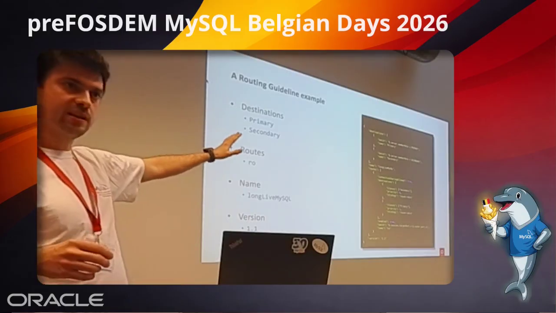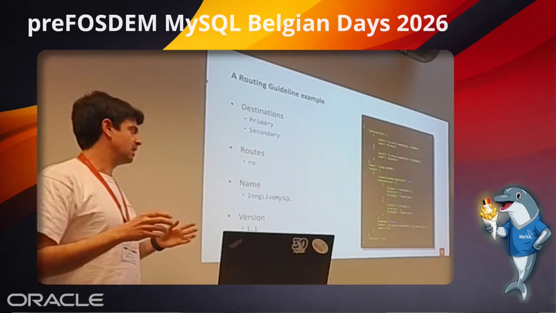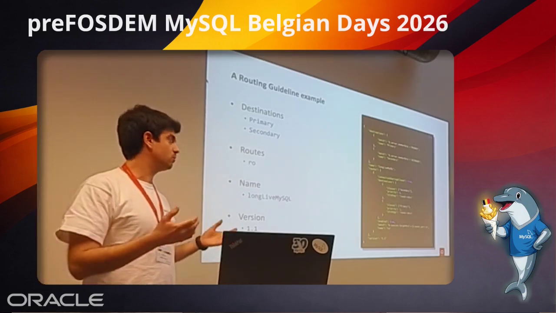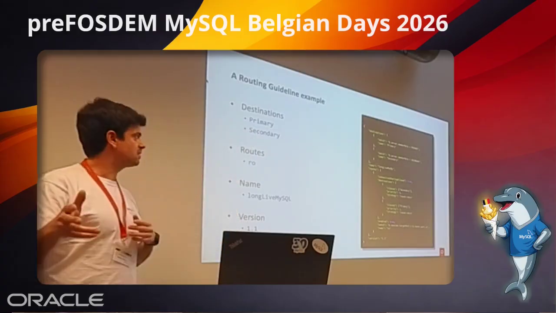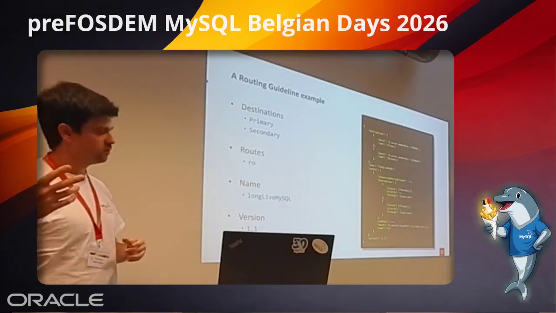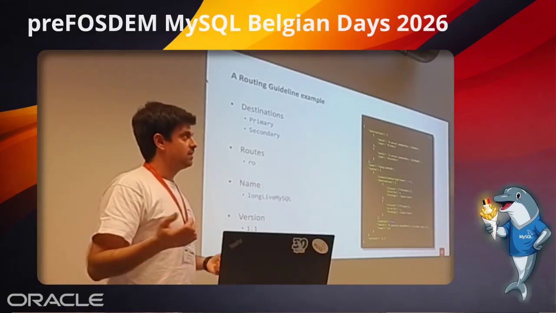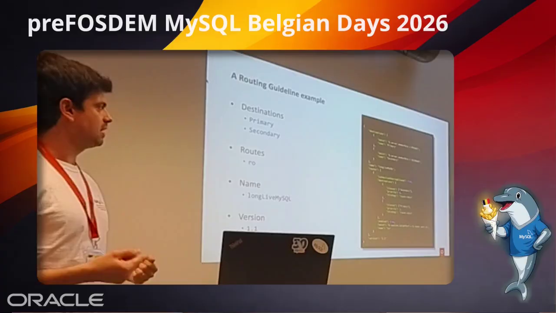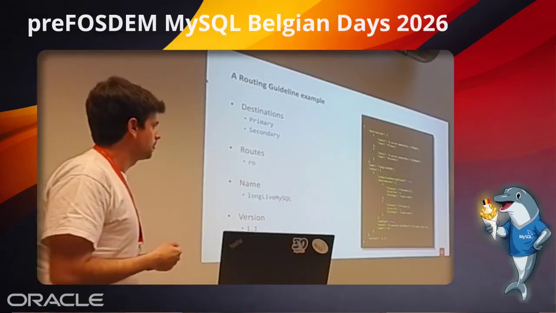By the way, routing guidelines are JSON. You can build them using the shell. In the admin API, we built an API to create routing guidelines very easily, with commands to add instances, add destinations, create routes, visualize things, evaluate the routing guidelines, import guidelines, and so on. But you can also write them in JSON as you wish.